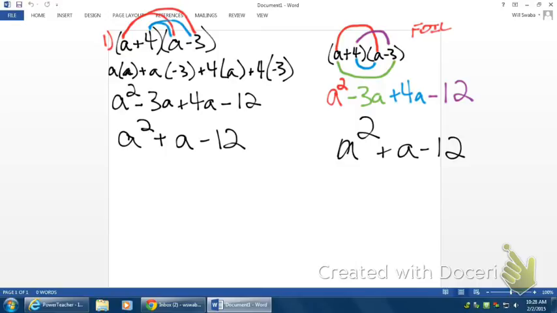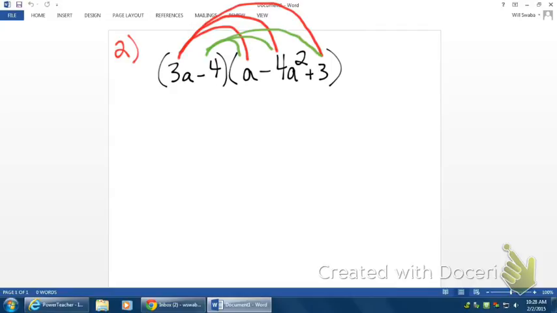Any questions? When you go to multiply 3a times everything, make sure you don't multiply 3a times the negative 4. Notice that's not happening. Same thing for the negative 4. When I say multiply it by everything, I mean this whole second equation. So multiply negative 4 times each term. Make sure you don't multiply the negative 4 times the 3a. I'm going to write this in red for my a's.